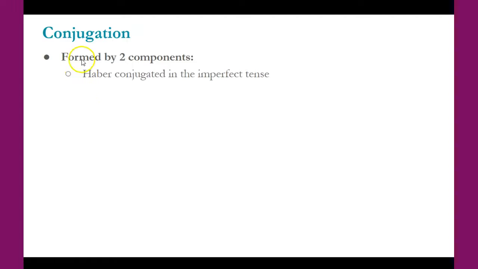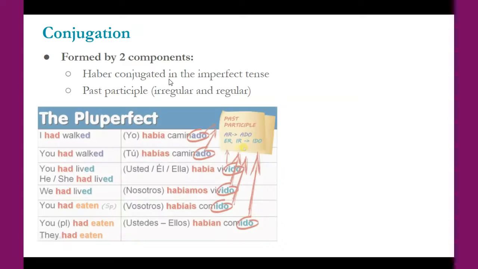So I want us to remember the conjugation. How do you conjugate the past perfect? Try to stop the video and think about how you conjugate it. So, the past perfect is formed by two components. It's a compound tense. One is an auxiliary verb, the verb haber conjugated in the imperfect tense, and then a past participle. And remember, those past participles can be irregular and regular. Most of them are regular, but we have a list of at least 8 irregular ones that you have to learn for the exam on Monday.